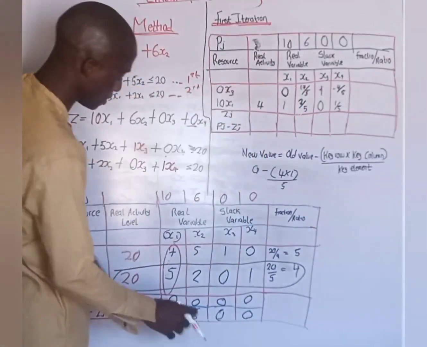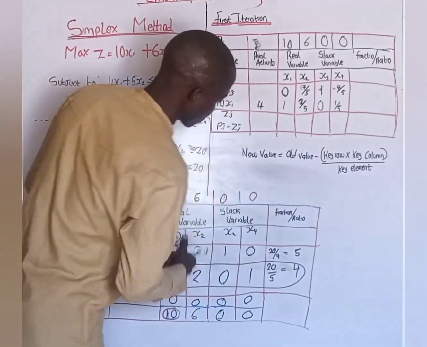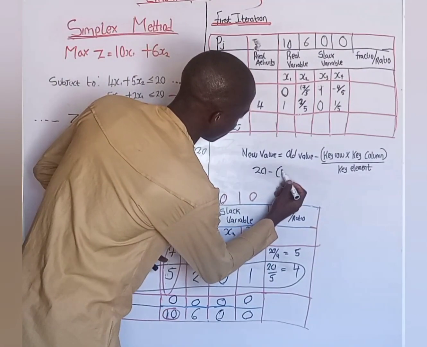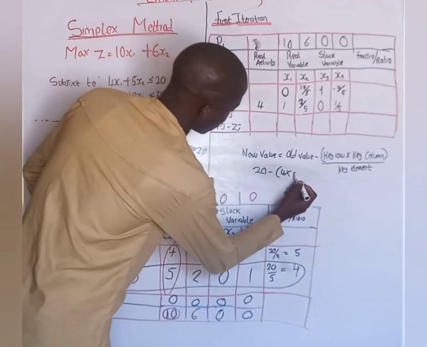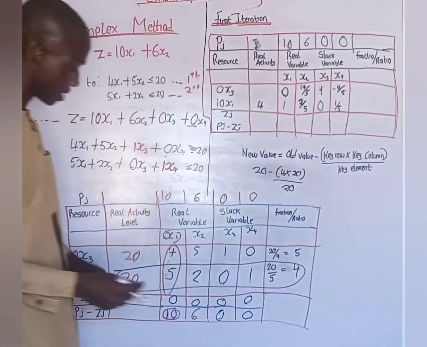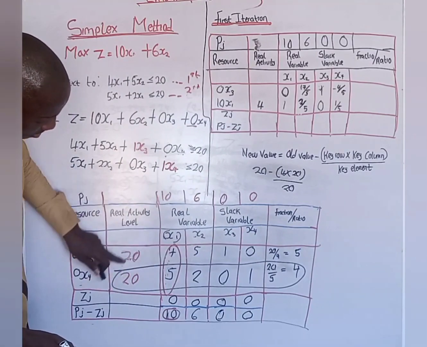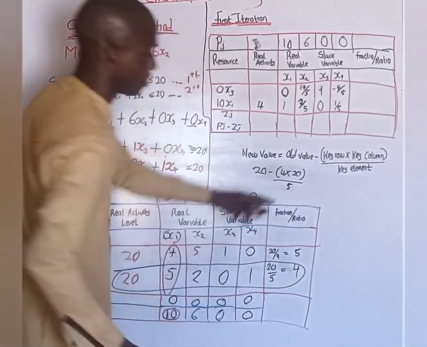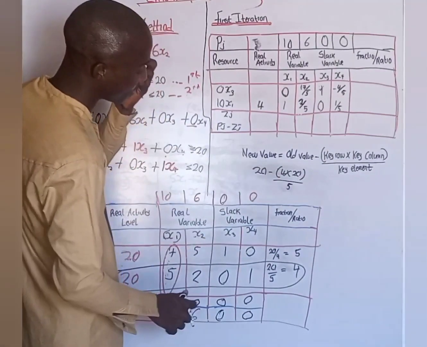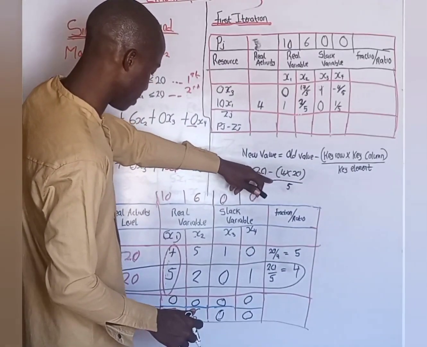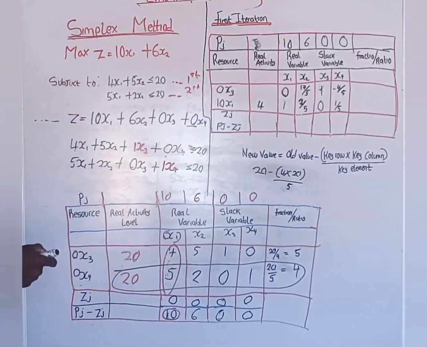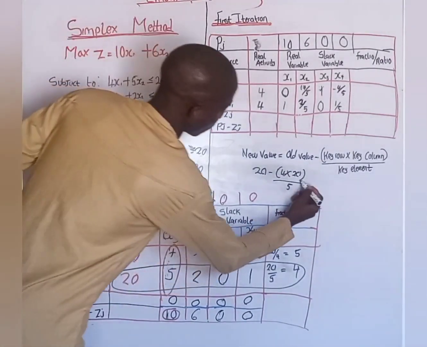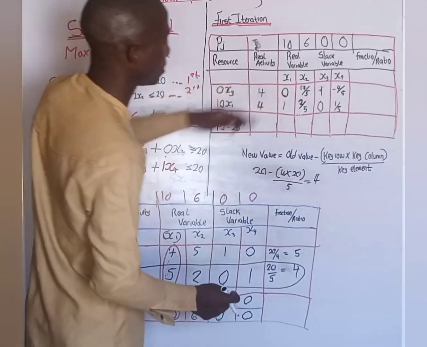It remains the new value of this row. The old value is 20, and we have the old value minus the key row element, which is 4, multiplied by the key column element, which is 20, all over the key element, which is 5. 20 multiplied by 4 will give me 80. 80 divided by 5 will give me 16. 20 minus 16 will be 4. So the new value for this is 4, because if you substitute, you are going to get 4 as your value.